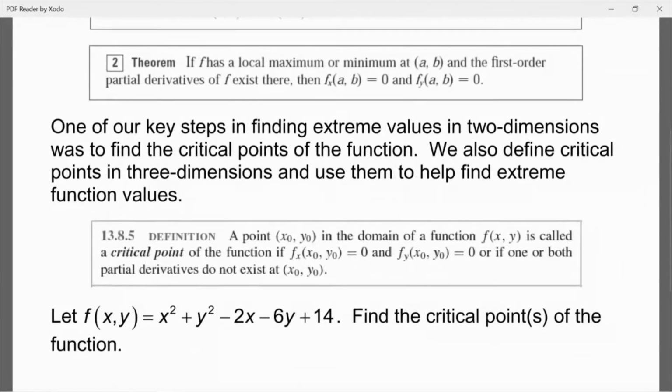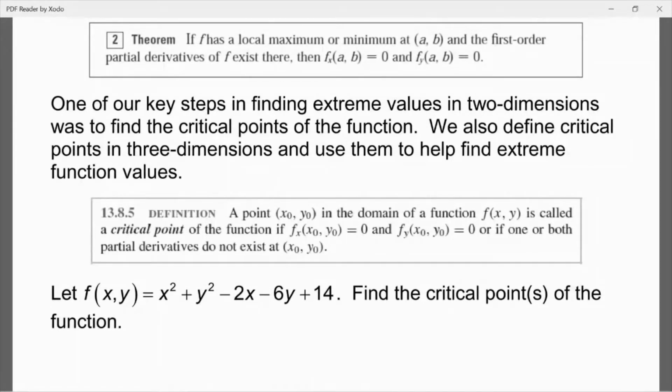Okay, so when we are looking for extreme values in 2 dimensions, the first thing we typically do is we find the critical points. And when we're looking for critical points in 3 dimensions, it's the same thing. We look for critical points. Now, critical points are defined slightly differently in 3 dimensions, and we saw this a little bit earlier. But we have 2 different ways of finding critical points.